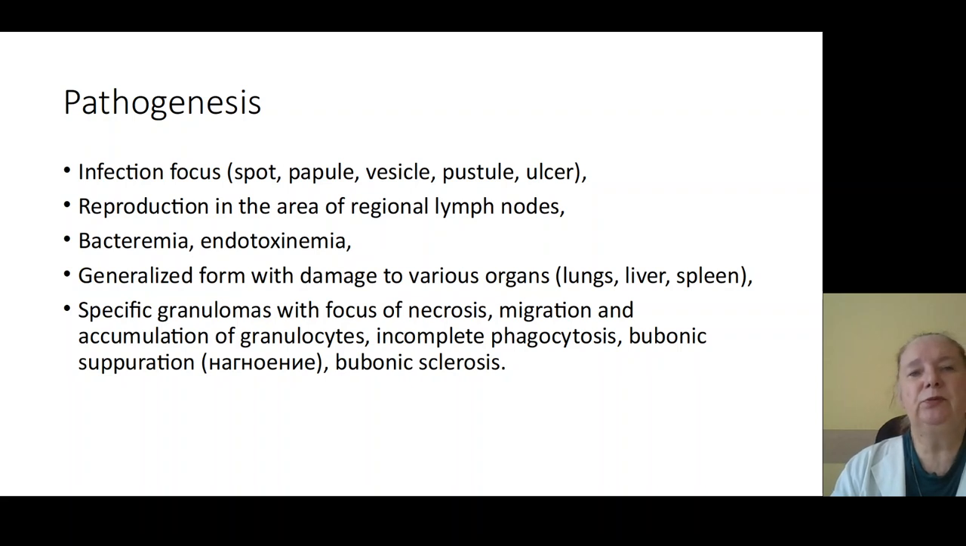Let's speak about the pathogenesis of infection. When bacteria penetrate the skin, respiratory system, or intestinal tract, they cause bacteremia, intoxication, and an increase in temperature. On the skin, after the bite of a tick for example, a spot, papule, vesicle, and pustule form, then an ulcer. Bacteria reproduce in the regional lymphatic nodes, causing proliferation of the nodes and formation of bubones in the regional lymphatic nodes.